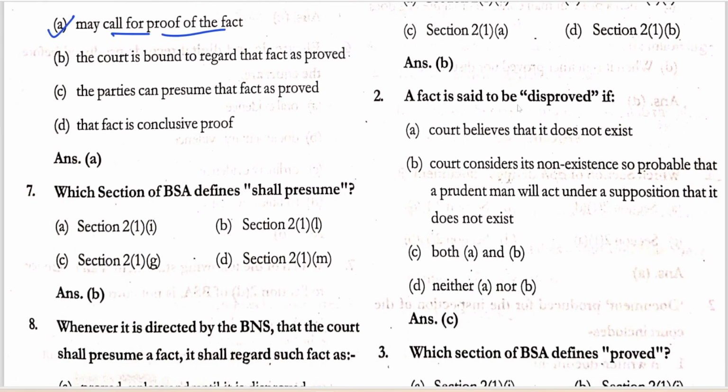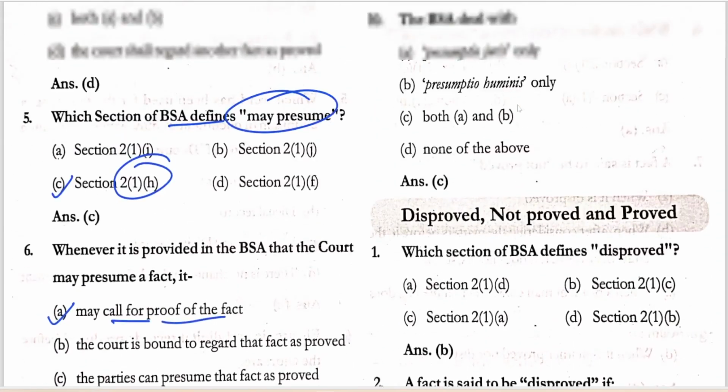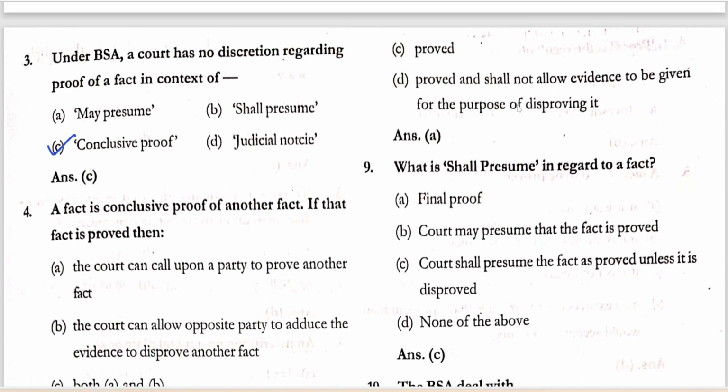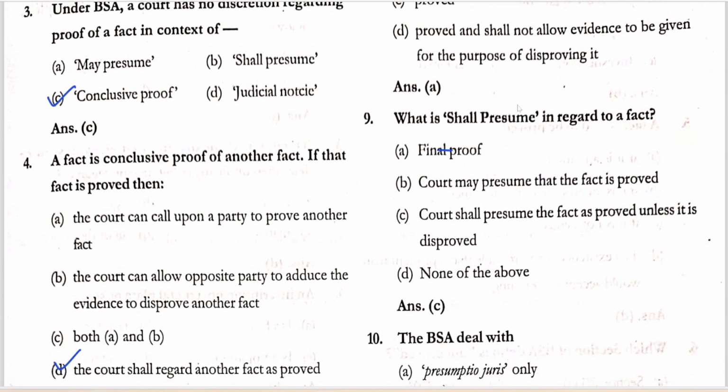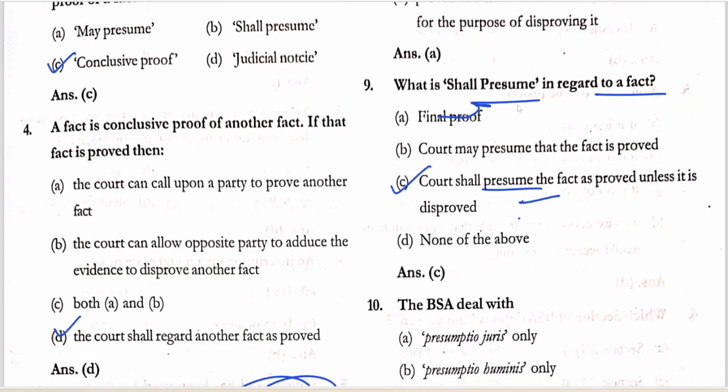Which section of the BSA defines shall presume? 1 का L. Whenever it is directed by BSA that the court shall presume a fact, it shall regard such fact as proved unless it is disproved. What is shall presume in regard to a fact? Court shall presume the fact as proved unless it is disproved. Shall presume मतलब the court shall presume the fact as proved unless it is disproved.